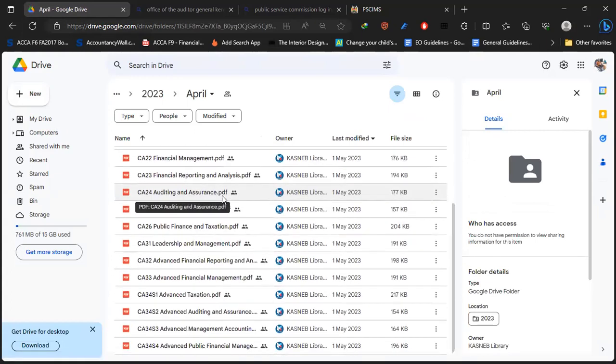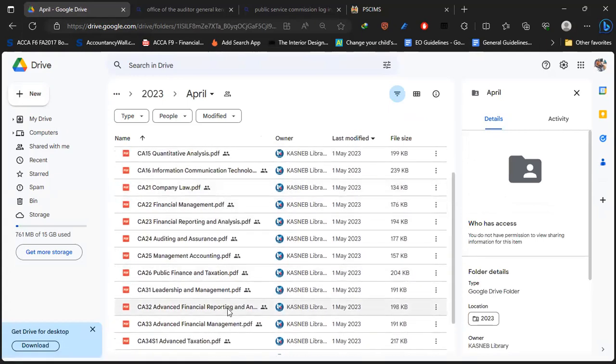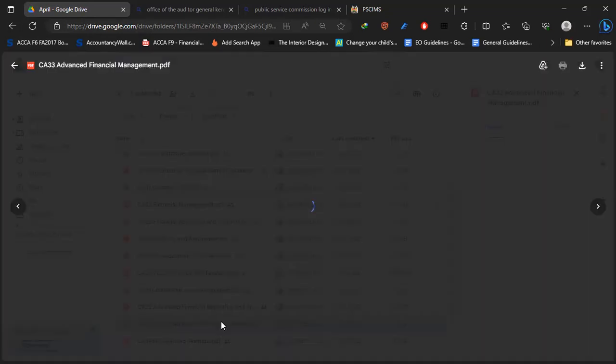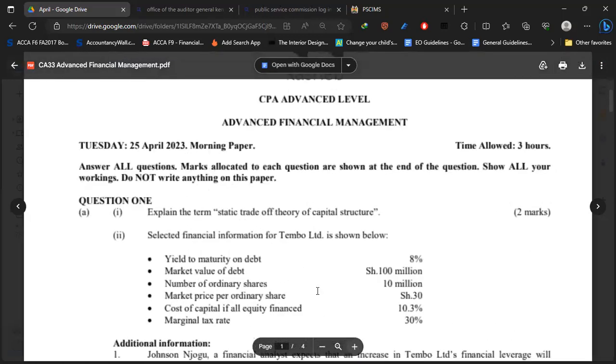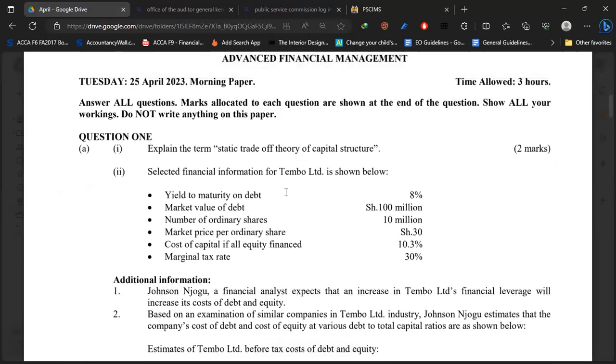There's someone talking. Someone is asking about, explain the term static trade-off theory of capital structure. Someone to give us a solution tomorrow.